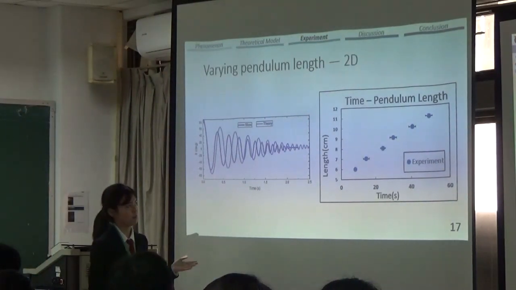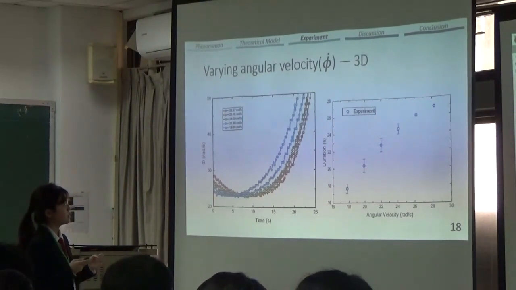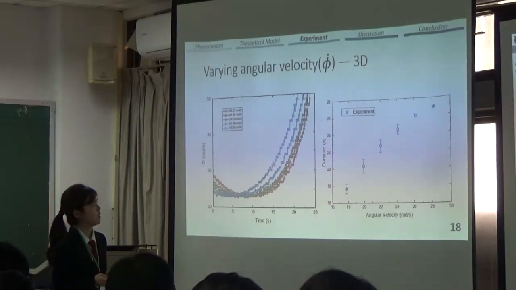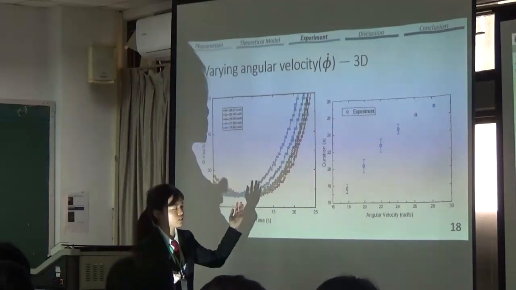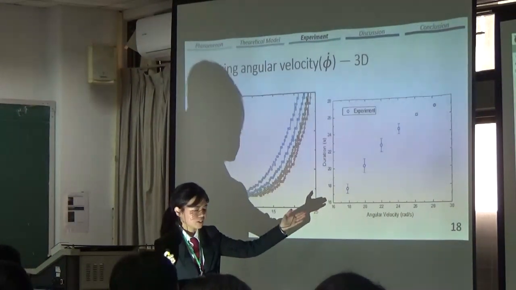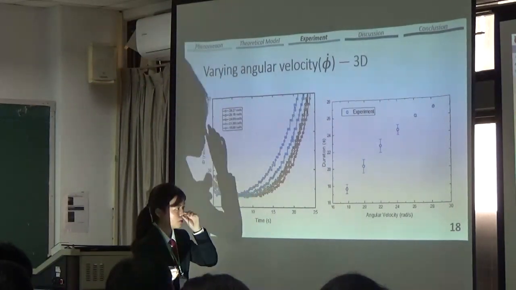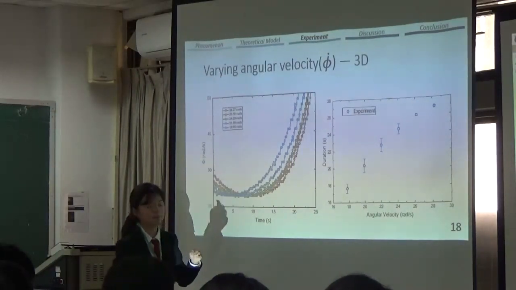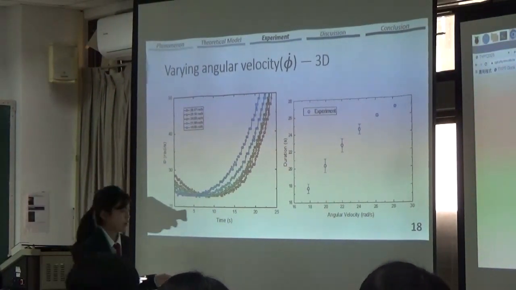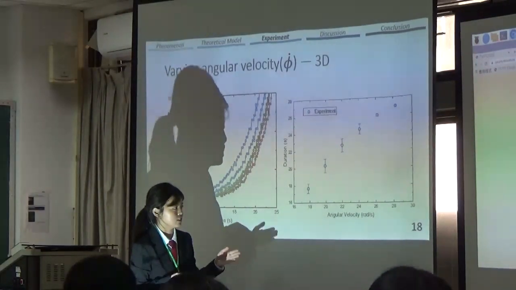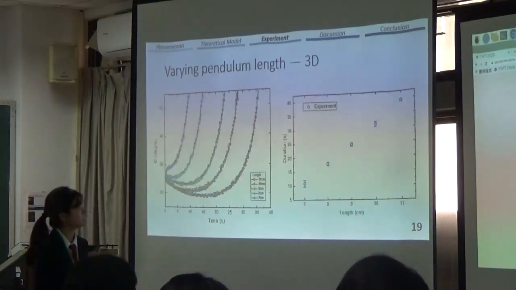And when we change the angular velocity, we get this graph that shows the connection between the angular velocity and the direction. When the angular velocity increases, the direction will increase.